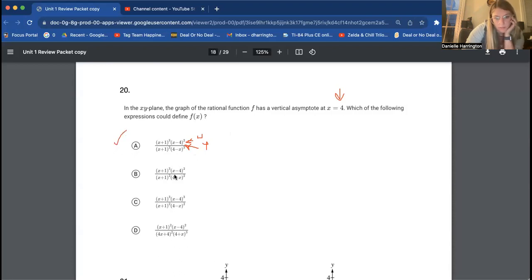If I look over here, that's to the second, that's to the second, they cancel each other out. It's just a hole. This is to the third. This is to the second. So my numerator wins. So it's still a hole. And then this is a +4. And nothing there is going to make the denominator equal 0 by plugging in 4. So it has to be A.